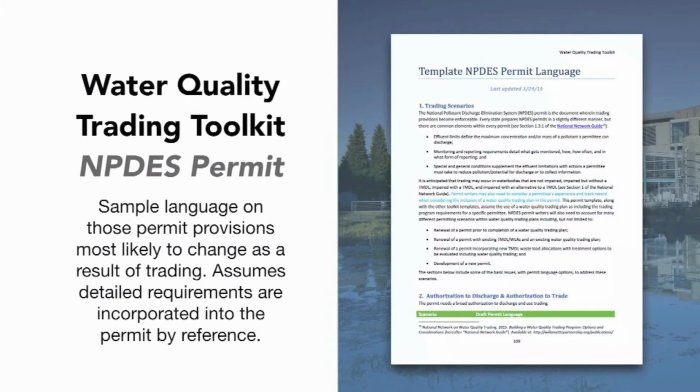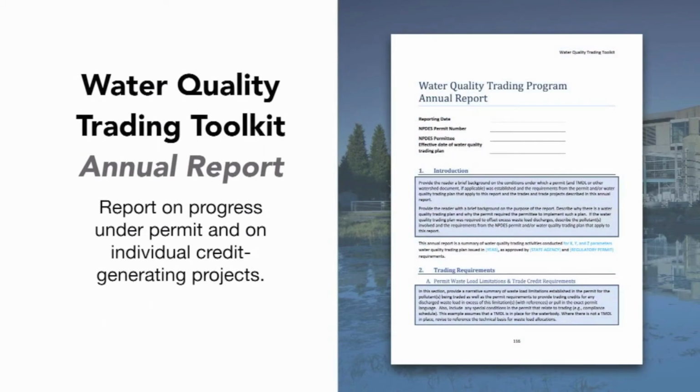The NPDES permit template provides ideas for states on how to incorporate trading into permits. It provides sample language on permit provisions most likely to change as a result of trading. In these templates, authors assume the majority of the detailed trading program requirements are housed in a watershed trading framework or a trading plan that is incorporated into the permit by reference. The annual report template is designed for permittees to report on progress under their permit and on individual credit-generating projects.